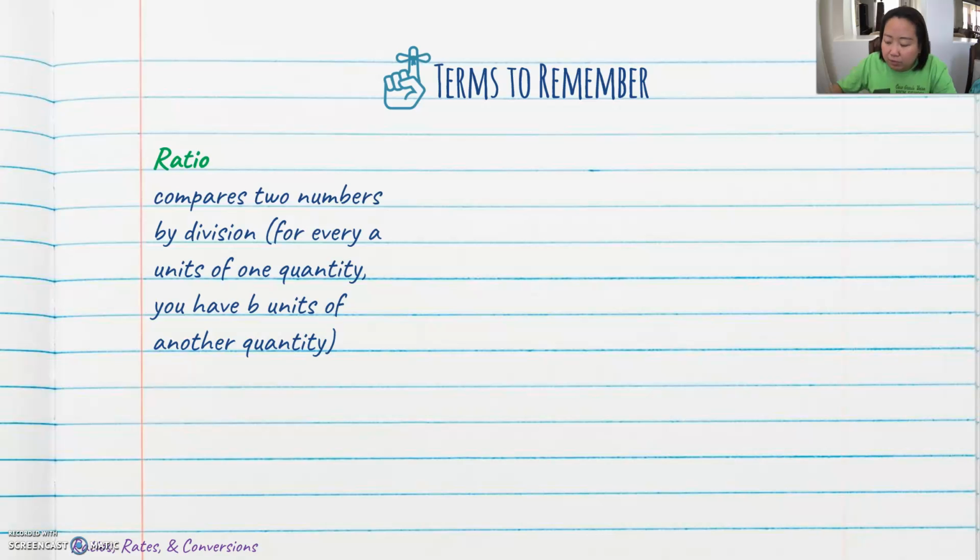Okay, so let's start with our important vocab words first. So first thing we have to discuss is what we call the ratio. A ratio is a comparison between two quantities, and those two numbers are getting compared by division. So you can imagine for every A unit of a certain quantity, you have B units of another quantity.